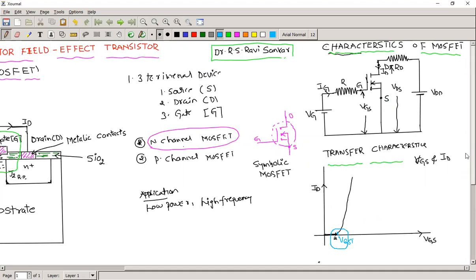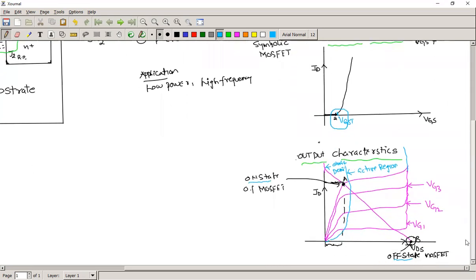Next, the output characteristics is the characteristics drawn between the drain current and the drain-source voltage, which we have seen here. It has two regions: one is the ohmic region and one is the active region. In the ohmic region, the device will be operating as a switch. In the active region, you can use the MOSFET as an amplifier. From this point, it is the saturation region. We should not operate in the saturation region. If you operate in the saturation region, the device will be damaged.